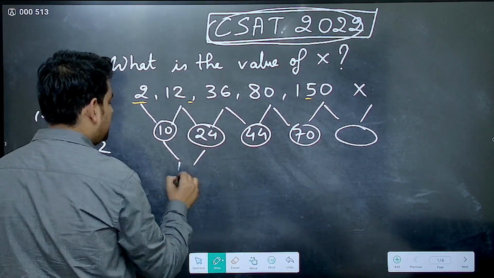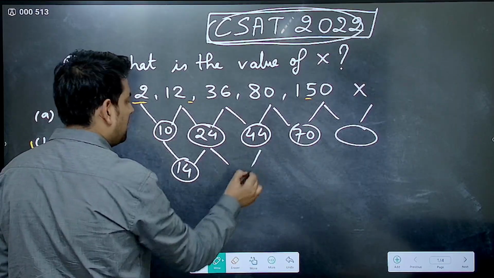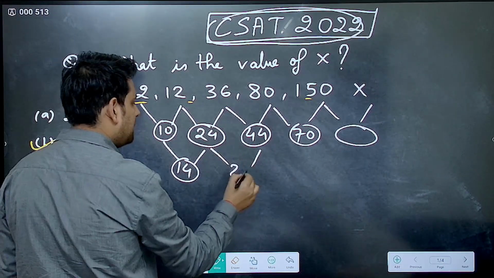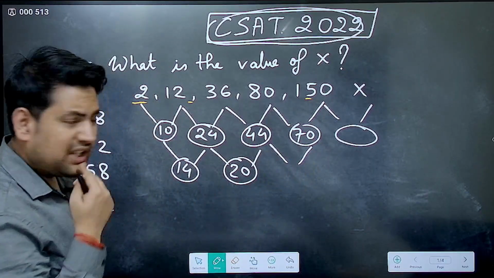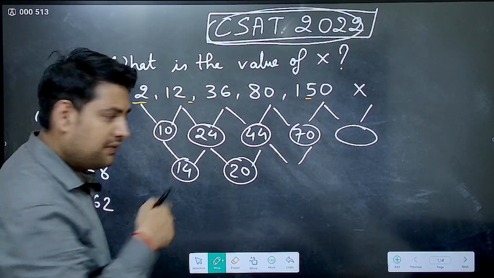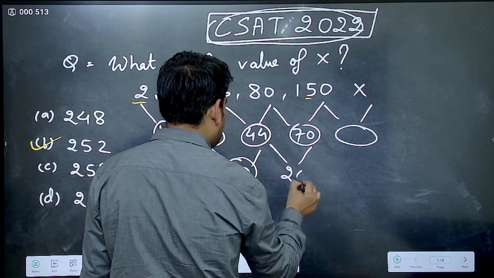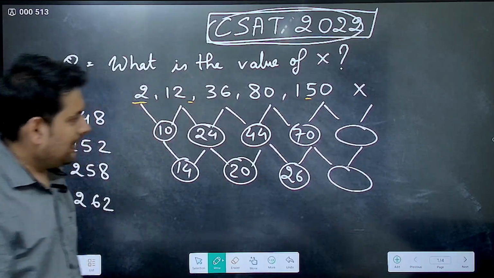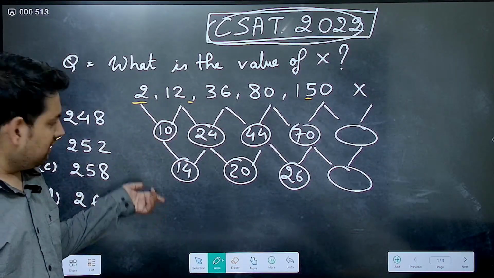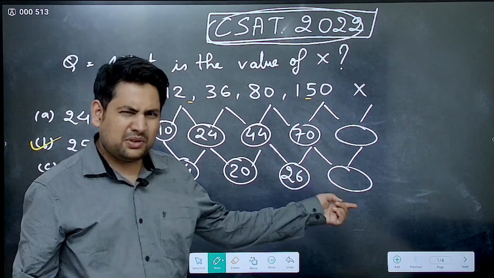24 and 10, what is the difference? 14. 44 and 24, what's the difference? 20. Then 44 and 70, what's the difference? 26. This we don't know yet. Now, can you see the pattern? It's 14, 20, 26, next would be 32.